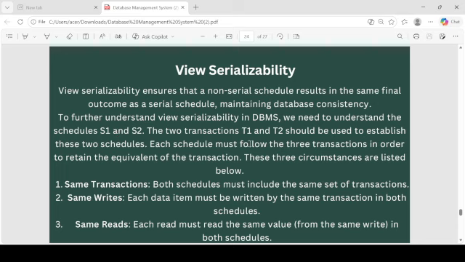Each schedule must follow three conditions in order to retain the equivalence of the transactions. These three conditions are listed below. The first condition is same transactions. Both schedules must include the same set of transactions. The next is same writes. Each data item must be written by the same transaction in both schedules. And the last condition is same reads. Each read must read the same values from the same write in both schedules. So this is view serializability.